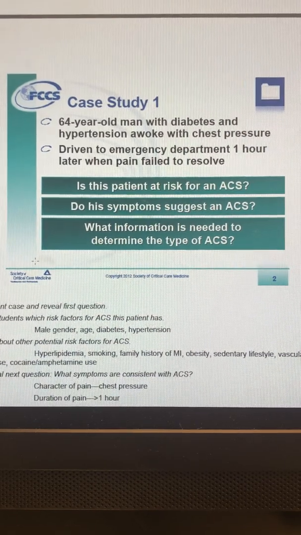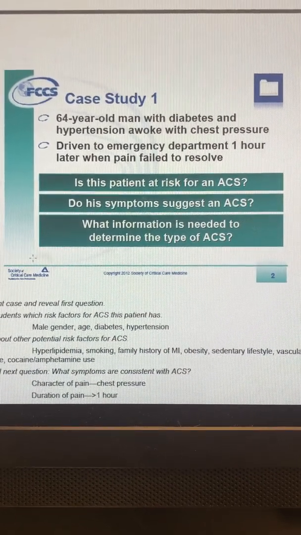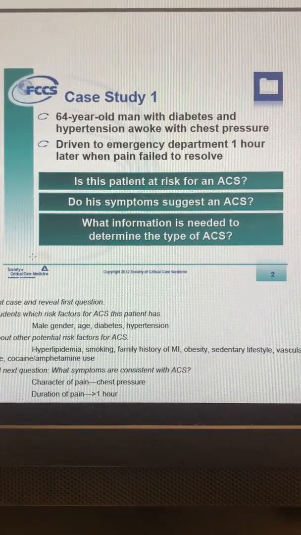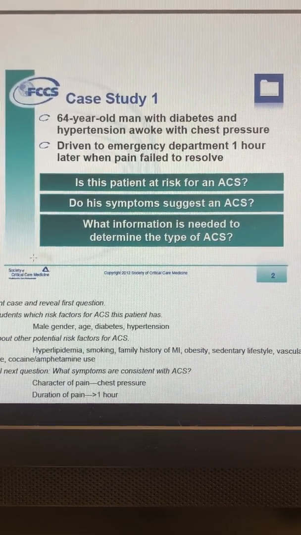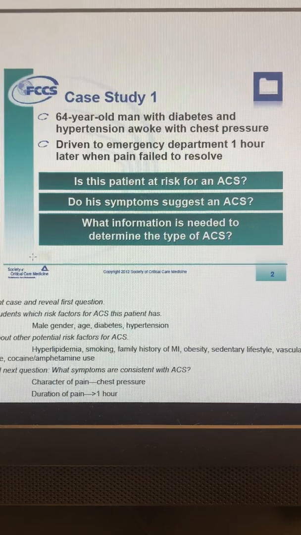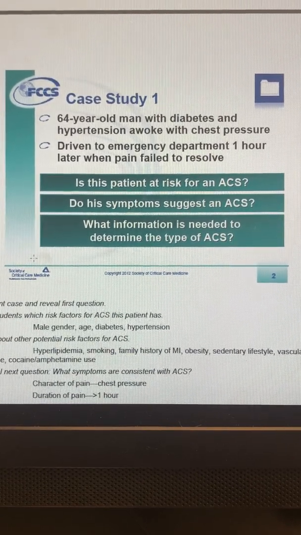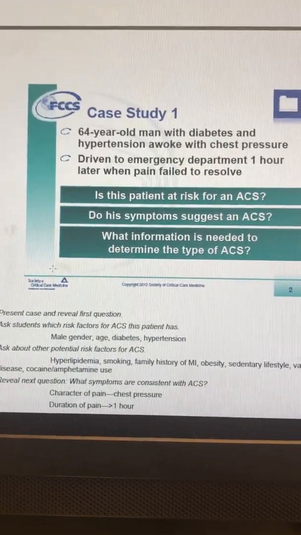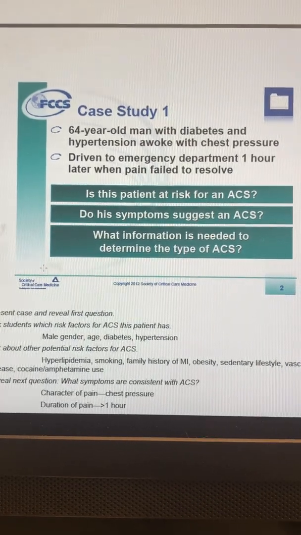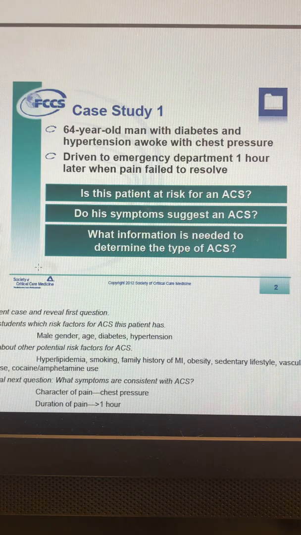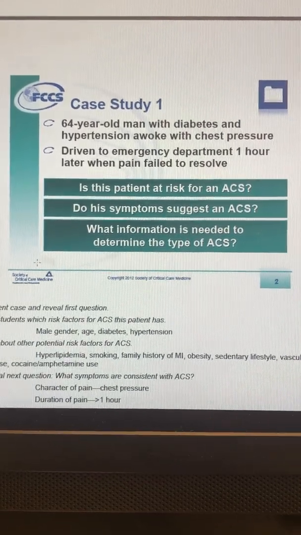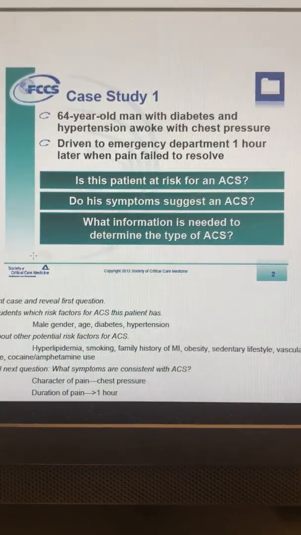Typically, as we know, the risk factors include male gender, age, diabetes, hypertension. And there are some other risk factors. This patient, he's male, he's old, he has diabetes and high blood pressure. So his chest pain very likely will be related to a heart attack of some sort or acute coronary syndrome.